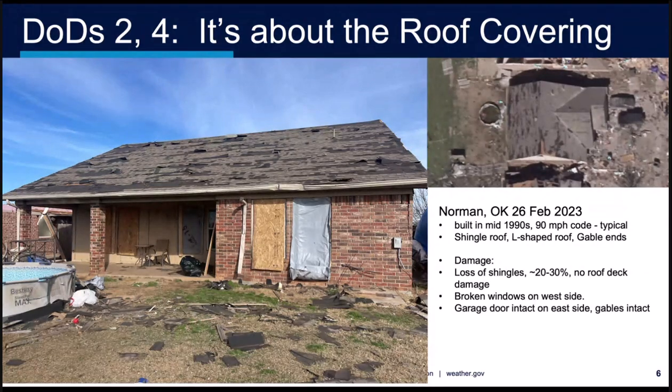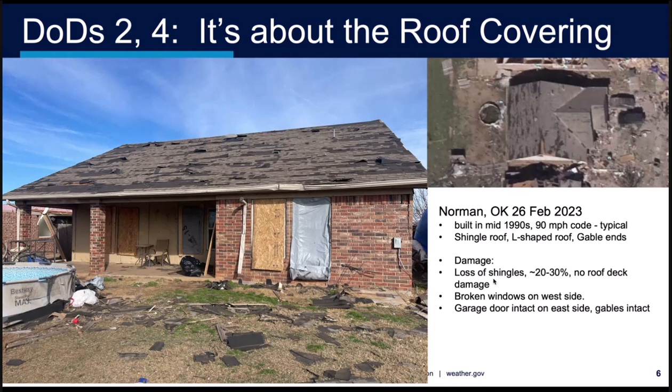The key things are attributes. First is what year, or about when it was built, because that tells us a lot about what building codes they were utilizing when constructing the house. This one here is typical 90-mile-an-hour code. We have a shingle roof, an L-shaped roof. I'm going to talk a lot about the shape of the footprint of the building. It also has gable ends, and that's something else I consider very strongly as well. But the gable ends survived in this case.